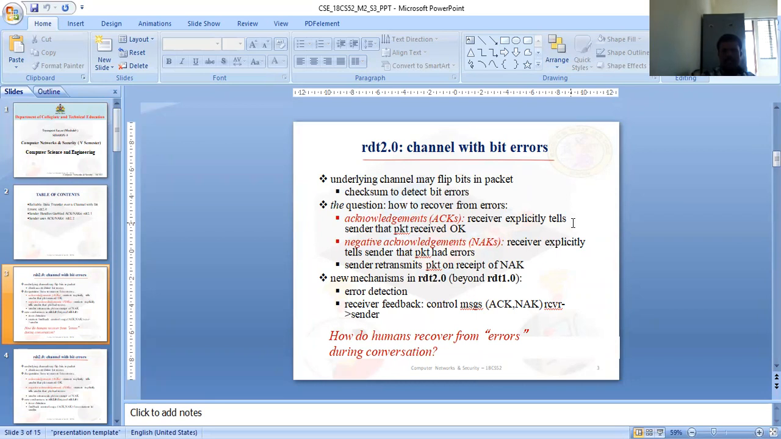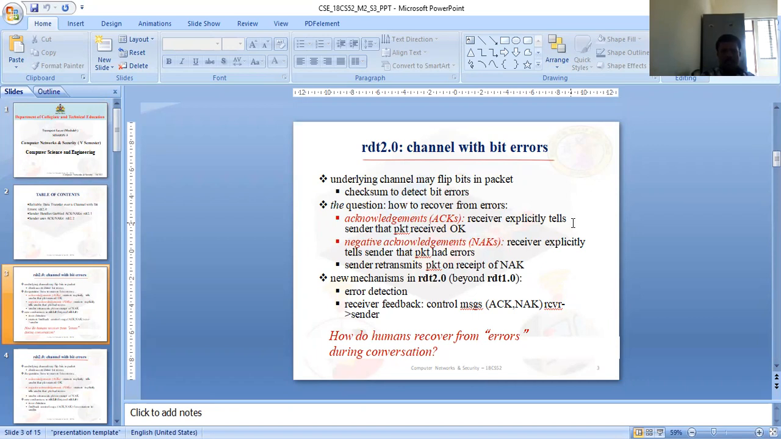So the new mechanisms in RDT 2.0: beyond RDT 1.0, there is error detection and error feedback, which are control messages, the acknowledgement and the negative acknowledgement. When the receiver receives the data the sender has been sending, it gives this feedback information, acknowledgement or negative acknowledgement.